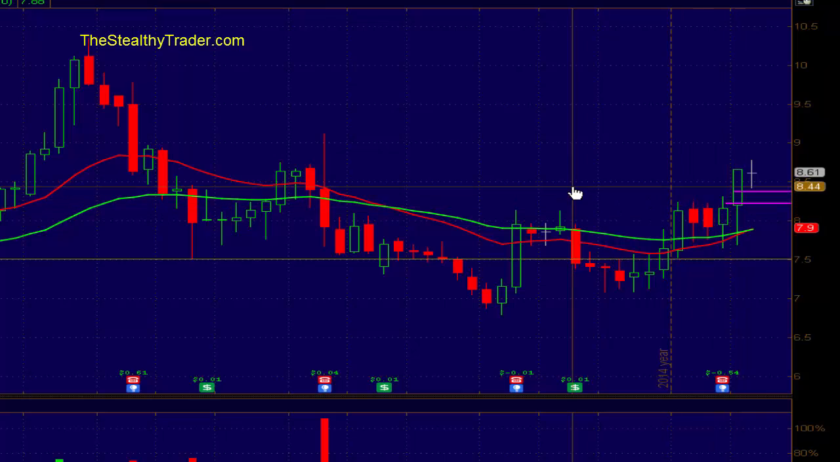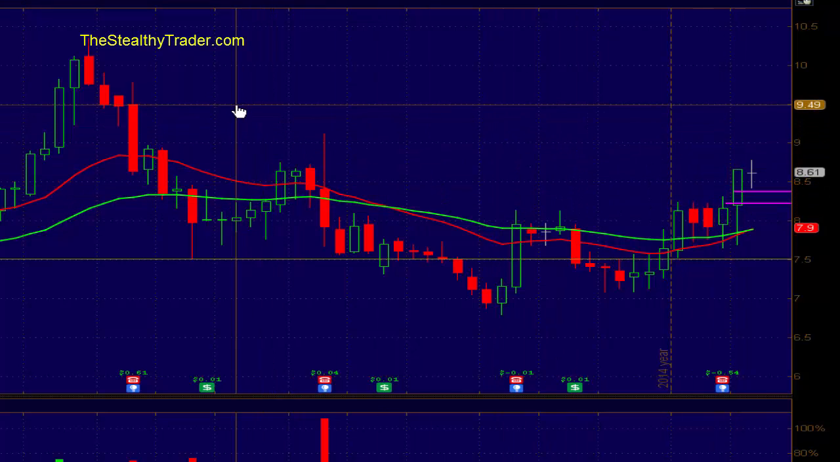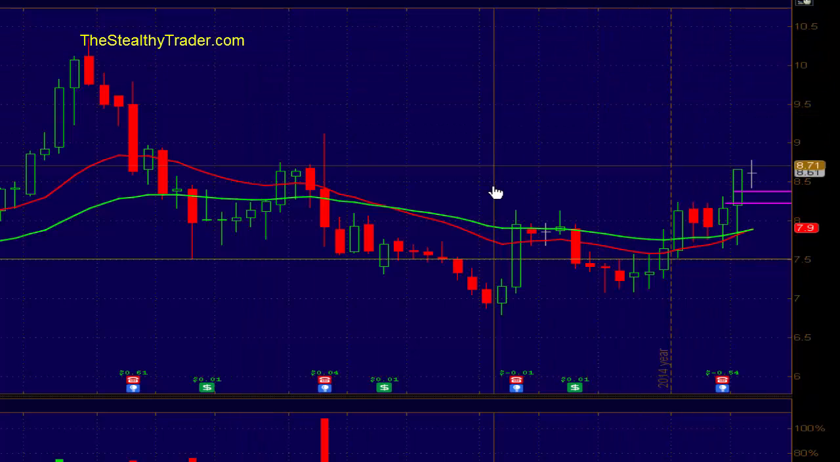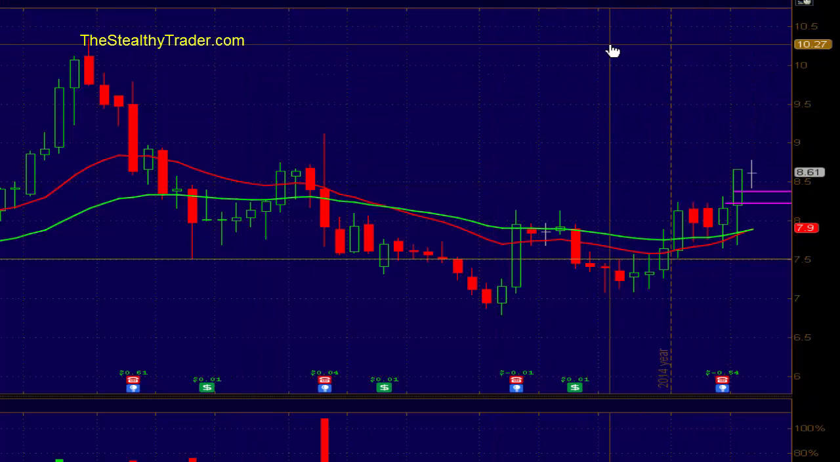I just would want to point out that there really isn't anything up here until the 970 zone, 1012, kind of clear skies up here, which would be great. So that's ELY.